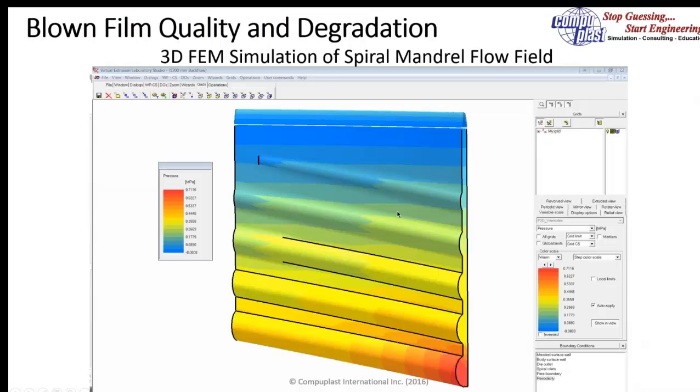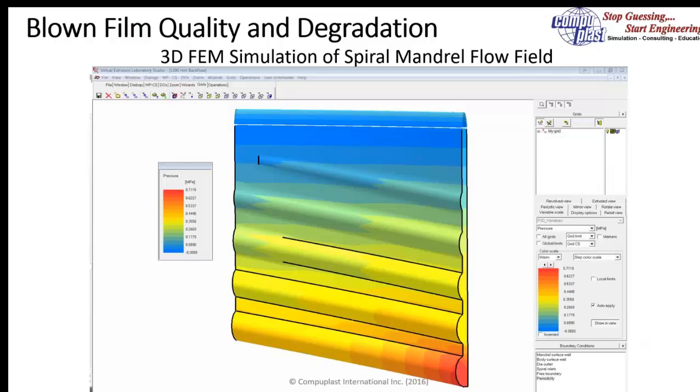This image shows a 3D finite element simulation of the spiral mandrel flow field, one section of it. It repeats. It's periodic around the circumference. And so we take one section, and we're showing here the pressure distribution through the system, and this looks fine. Here is the flow variation at the end of the spiral, and that looks very good. There is no indication to show a reason for a line.